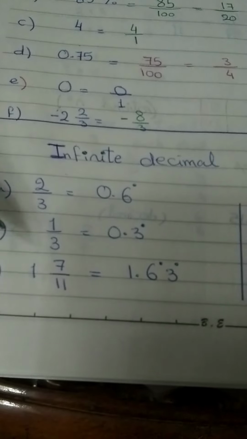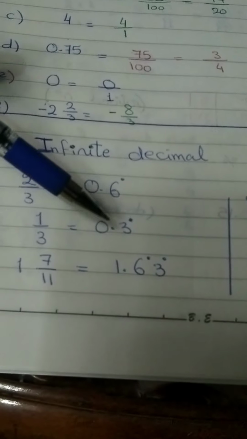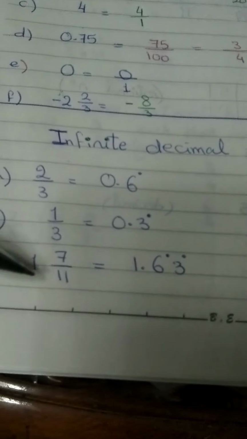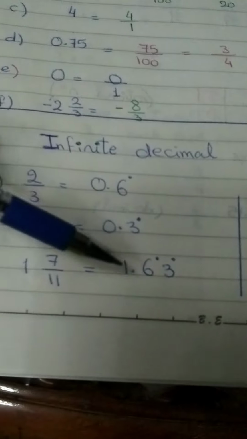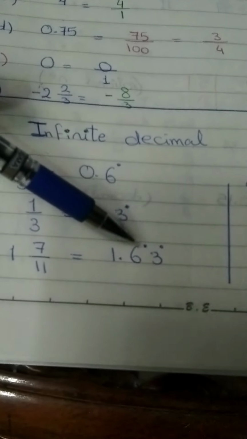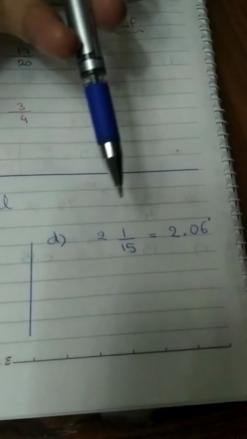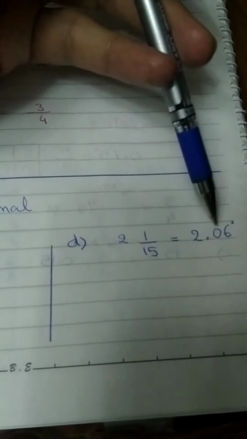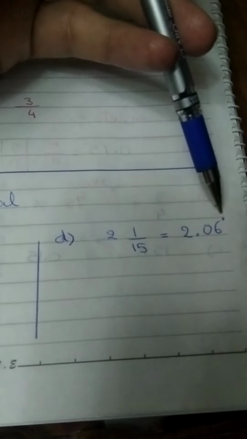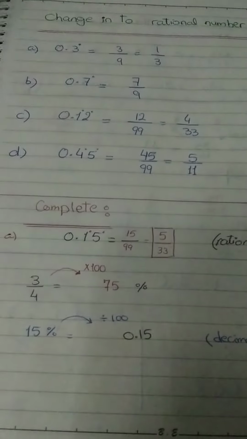1 over 3 is the same. I'm going to find 0.3, lots of 3s, so I'm going to write 0.3 with a dot. The mixed number is the same, but in that case, I'm going to find 1.6363. So I'm going to just write 1 point and a dot above the 6 and a dot above the 3. Also here in 2 and 1 over 15, 2.0 and the 6 is repeating, so the dot is above the 6 only. What about if I want to put it back in the form of a rational number?